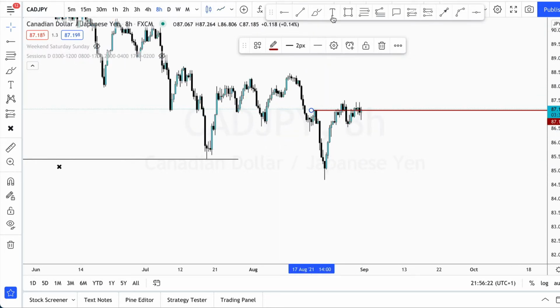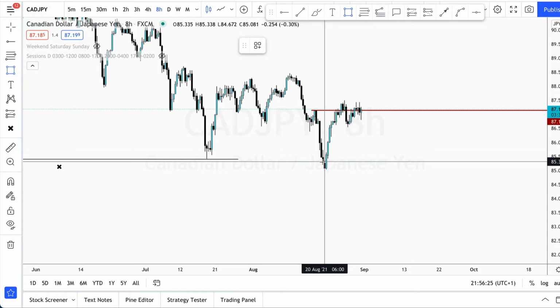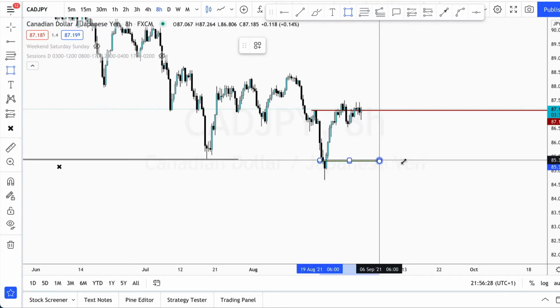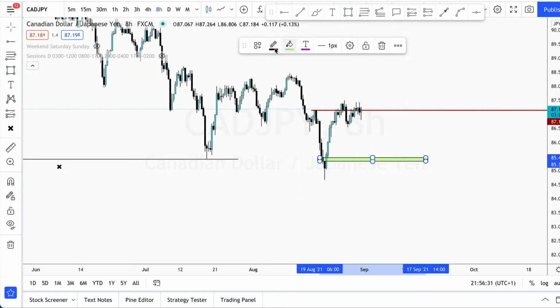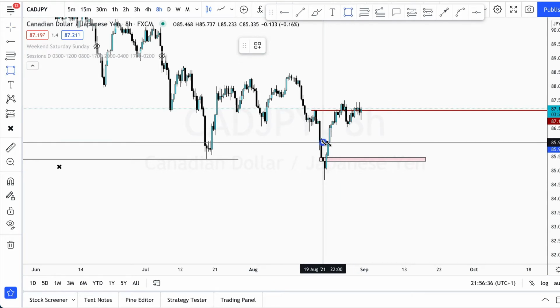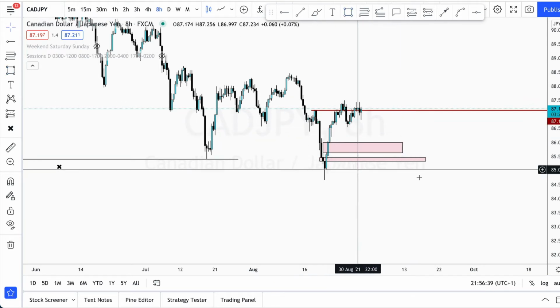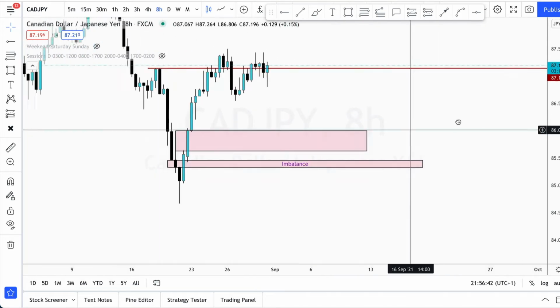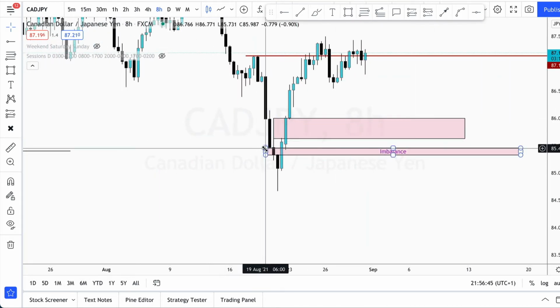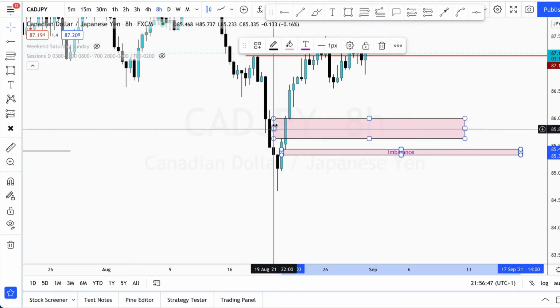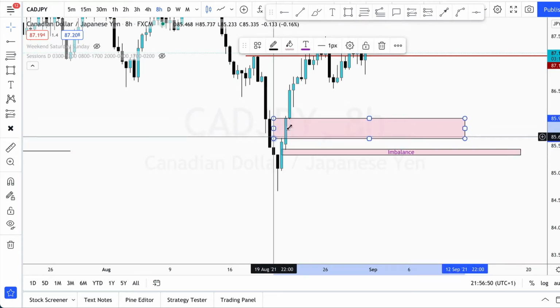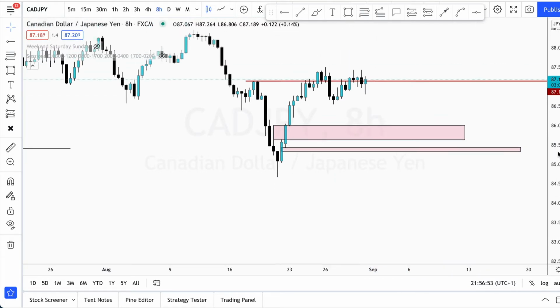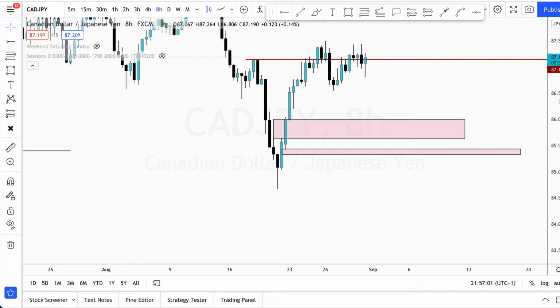We've got some imbalance down here. There's actually a tiny bit of imbalance in there. I'm going to mark this up as imbalance. There's some more imbalance in here. If we zoom in, you can see that a little bit better. So we've got the imbalance there, and some more imbalance here. An imbalance is going to act as a magnet. Basically, price is going to be drawn towards imbalance because it acts as a magnet.